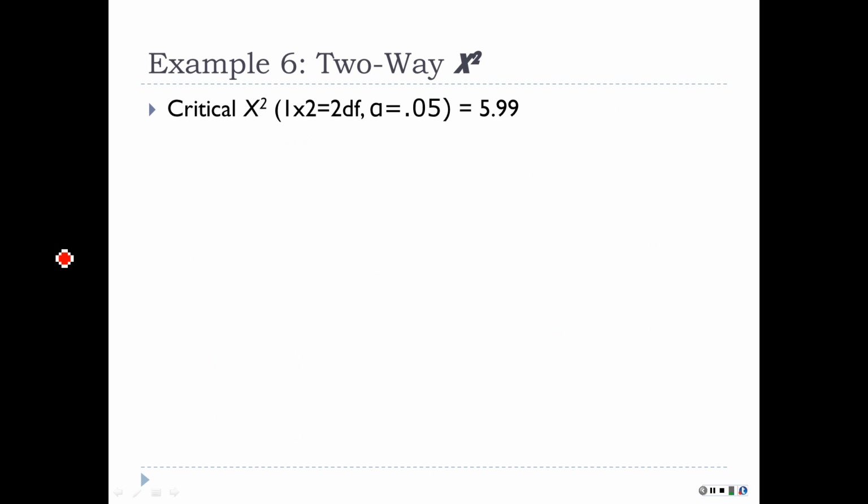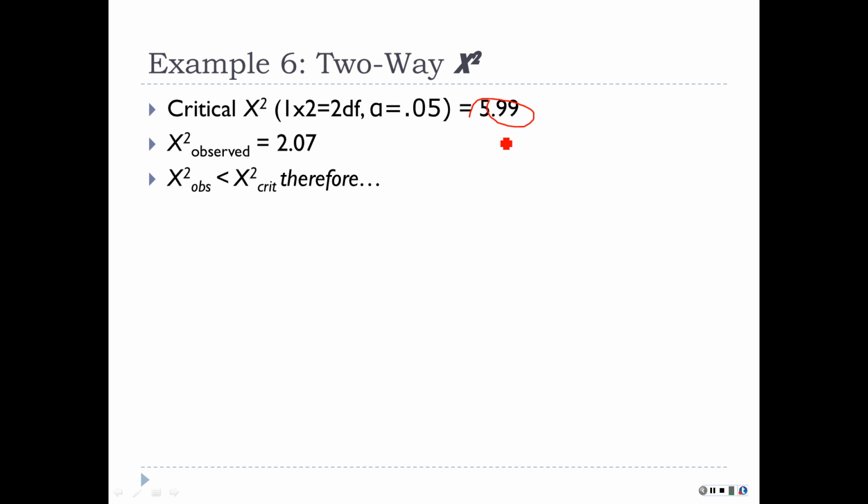So the critical chi-square: there are 2 columns, and so 2 minus 1 is 1. And there's 3 rows. 3 minus 1 is 2. So 1 times 2 is 2. So this is a 2 degrees of freedom chi-square, alpha 0.05. So similar to what we had before. Critical chi-square is 5.99. Our observed chi-square is much smaller.